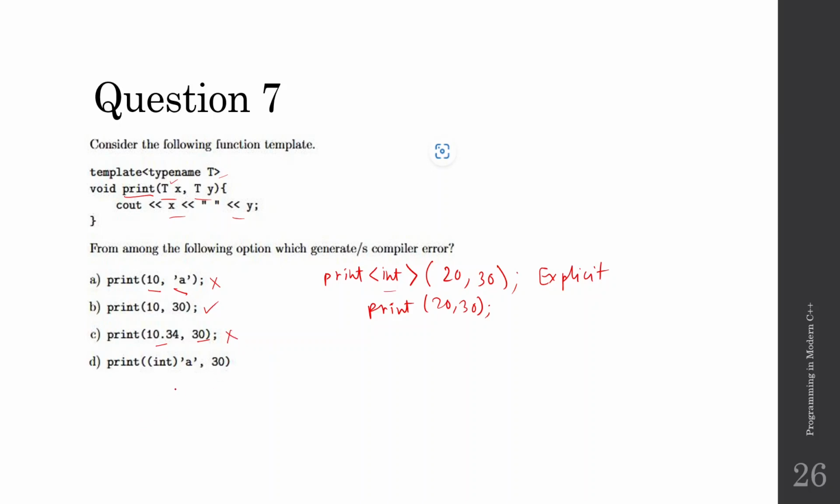And in the last one, second argument is an integer. First argument, we are typecasting a character to an integer. So the first argument will also turn out to be an integer. So this will not throw an error because the compiler can deduce that the template argument must be an integer. So this one is also correct. So in this question, the compiler will throw errors on A and C. So that is the answer. Does anybody have questions on this one?